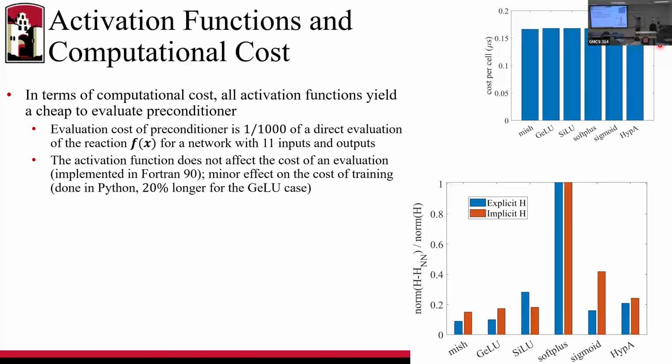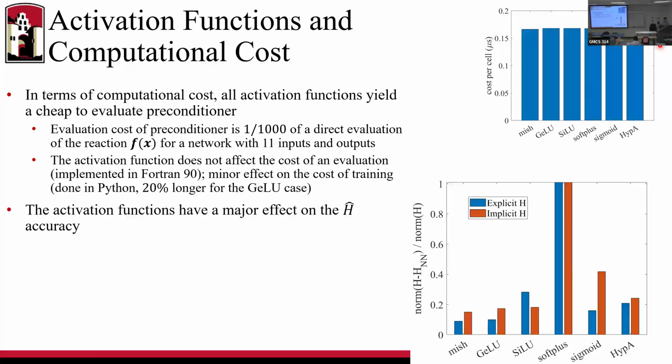And in fact, I'm showing that here because the cost of evaluating pretty much all the activation functions is basically zero. This cost is mostly just matrix multiplication. But when training the network, the Mish activation function is in fact 20% costlier in the training process. I think just because Python isn't anywhere near as well optimized as Fortran 90. It is just not that fast.